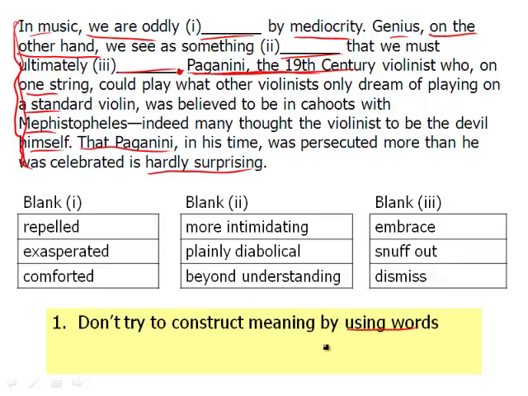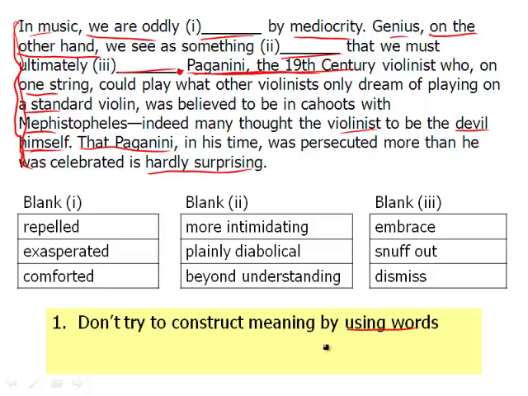Paganini, this violinist who on one string could play what other violinists only dream of playing on a standard violin, was believed to be in cahoots with Mephistopheles. Indeed, many thought the violinist to be the devil himself. So, again, I'm breaking it down. He was really, really good at the violin. So good, people thought, wow, that must be the devil. He must be possessed by the devil. So interesting.